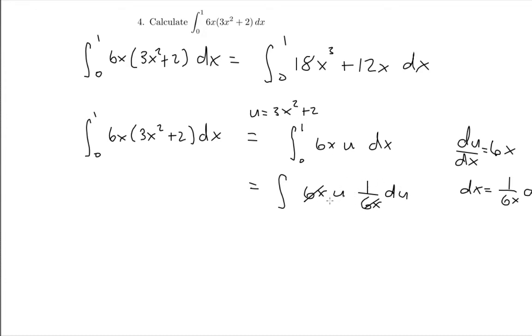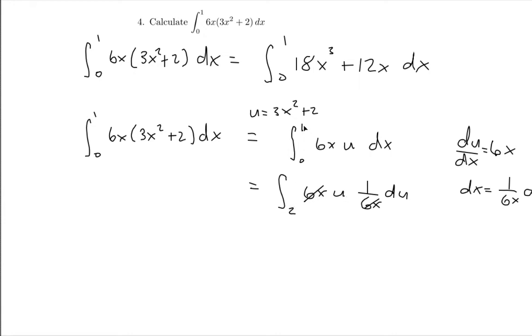So we have to change our boundaries so that they are in terms of u. So when x is at 0, what does u actually become? Well, we look up here to our definition of u, and when x is equal to 0, 0 squared times 3 is 0, plus 2. When x is equal to 0, u is equal to 2. So our lower bound for our u integration starts at 2.